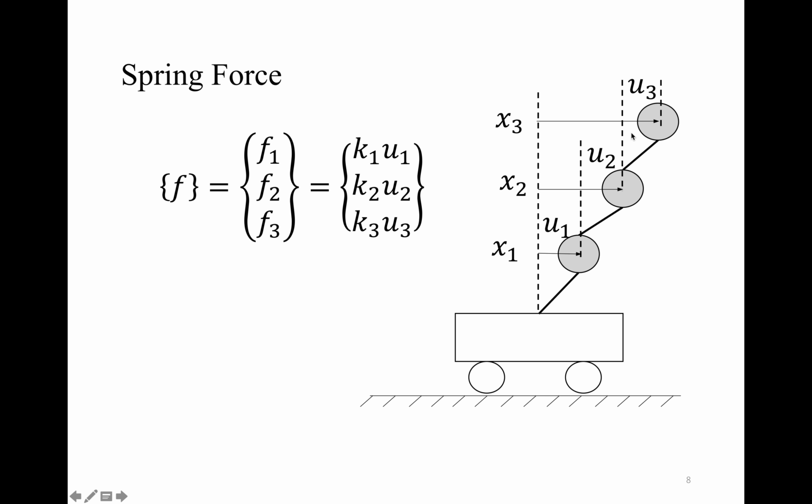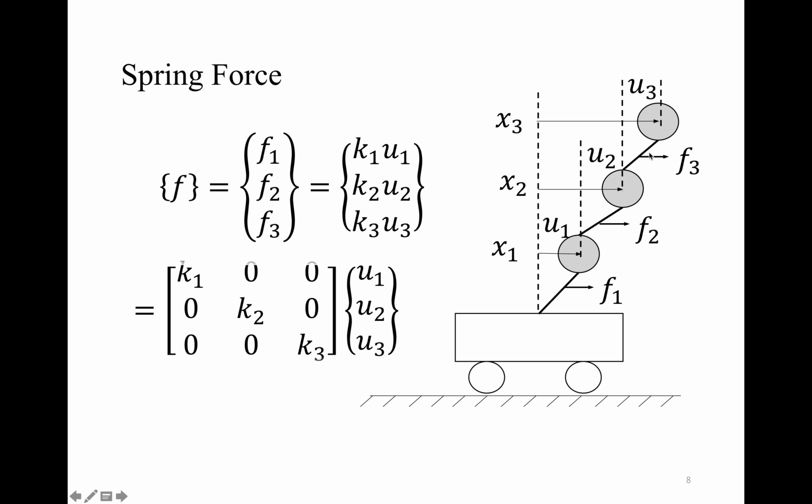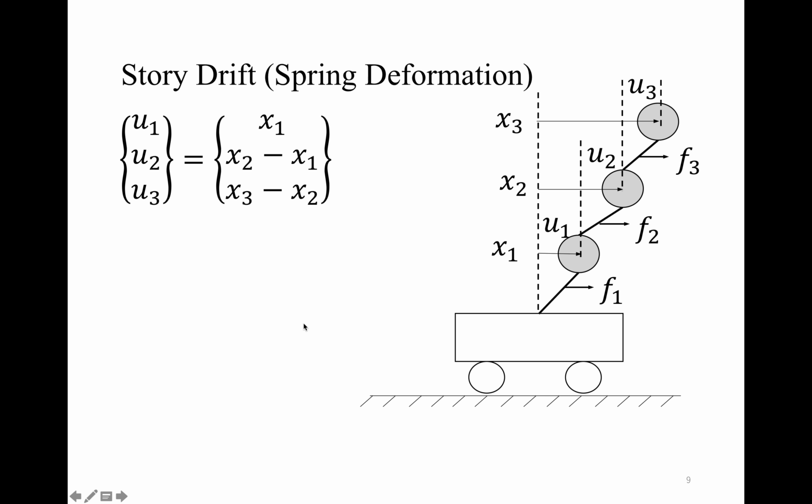U1, U2, U3 are like this. U3 is only this part, right? So how do we calculate them? We can calculate them using this equation, or we can rewrite them like this with K1, K2, K3. This is also called the local stiffness.